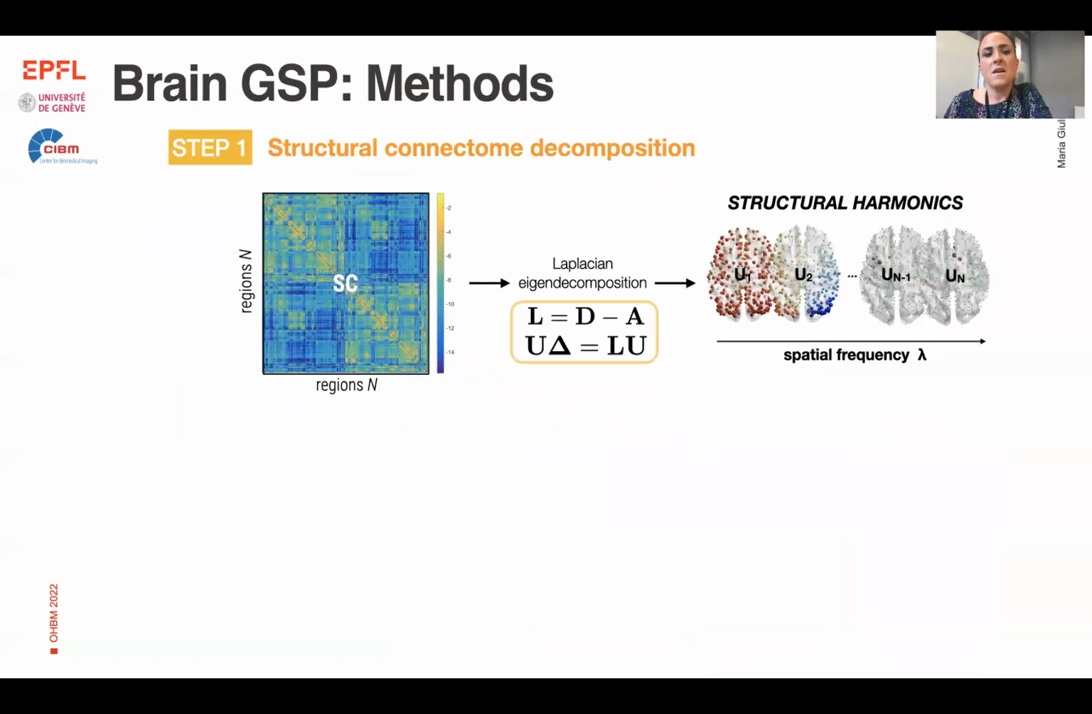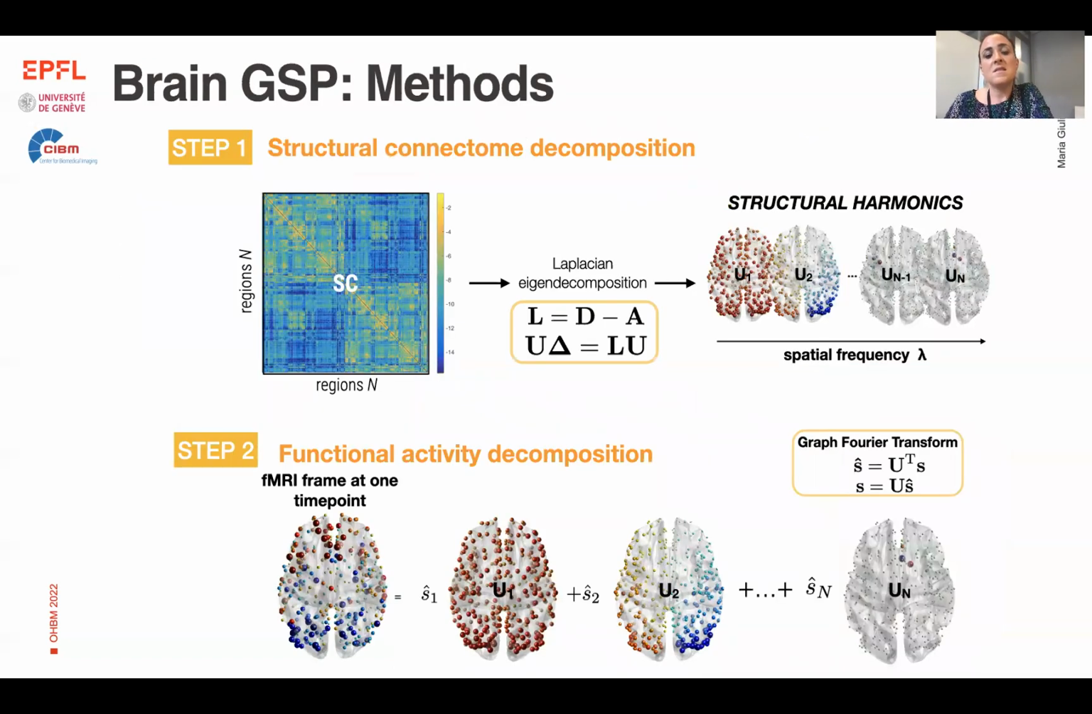Because in fact, the second step is the decomposition of the functional activity, so one fMRI frame at one time point, with respect to the structural harmonics.